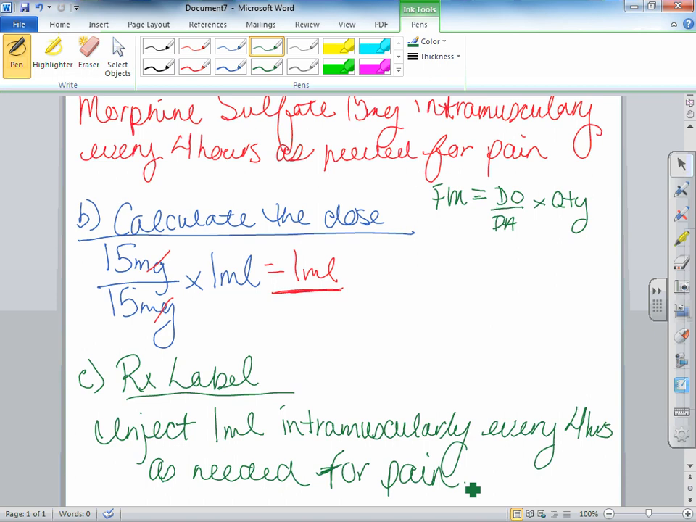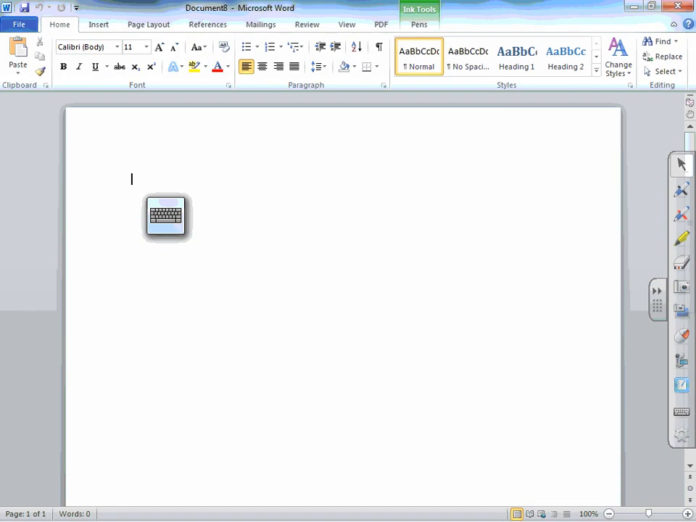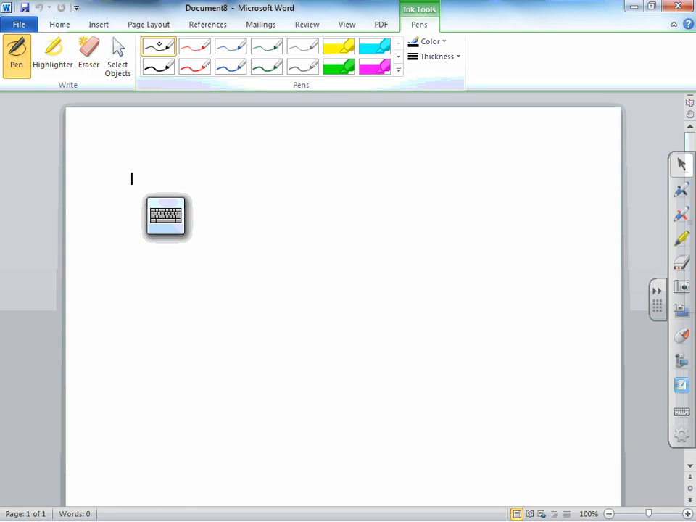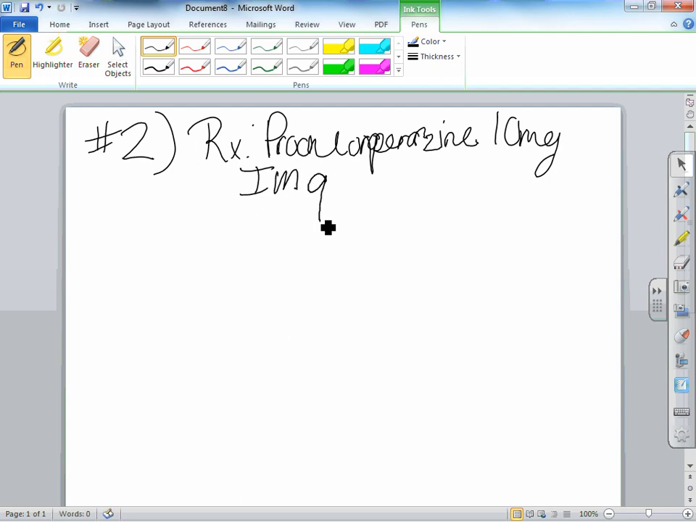All right. Let's do another one. Let's look at number 2. Number 2, I'm still on page 268. Number 2, the order is asking for prochlorperazine. Excuse my handwriting, you guys. 10 milligrams IM, Q6H, PRN, N and V.